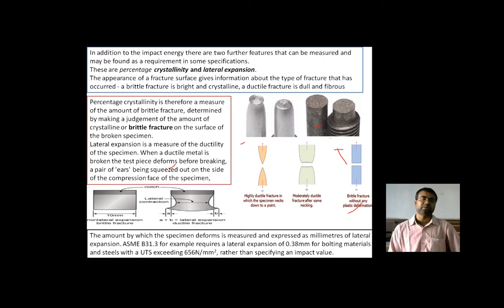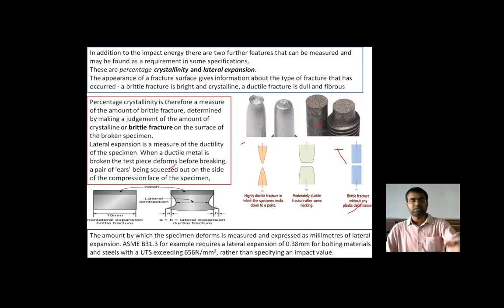Lateral expansion is a measure of the ductility of the specimen. When a ductile metal is broken, the metal is deformed before breaking. A pair of hairs is squeezed out on the side of the compression face of the specimen, as you can see in this particular figure. So the amount by which the specimen deforms is measured and expressed in millimeters of lateral expansion, that is defined by the ASME, American Society of Mechanical Engineers. B31.3, for example, requires a lateral expansion.